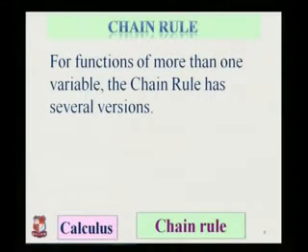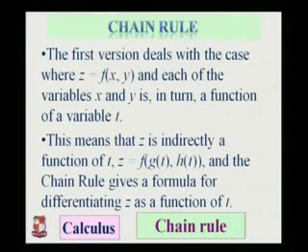For the function of more than one variable, the chain rule has several versions. We have so many types, several versions of this chain rule. So we are seeing one by one how it is given here and how it is useful to solve the examples. The first version deals with the case z is equal to f of xy. So we are taking here first, if z is a function of x and y and each of these variables x and y is in turn a function of variable t. So x and y are also functions of t. That means z is indirectly a function of t.